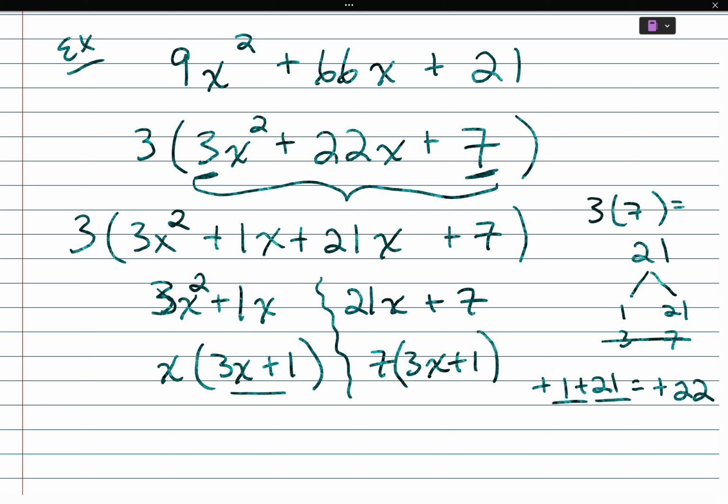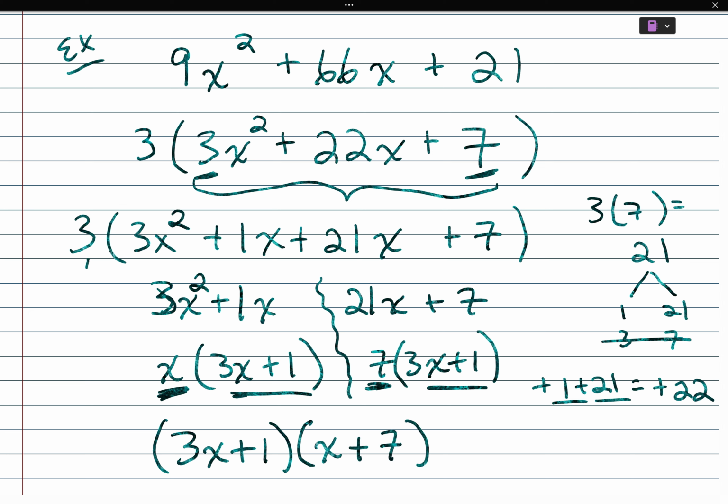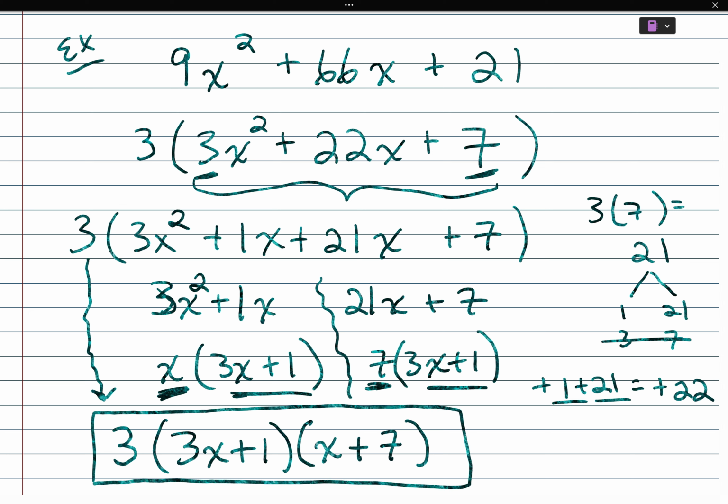So remember, if you see this repeating pattern, you know you're on the right track. So that is your GCF of the entire expression. It gets put into parentheses just once, and the things on the outside, the x and the 7, we move those into their own set of parentheses. And then don't forget to bring down that original GCF of 3, right? You can't just throw it away. It just follows you down in the problem. So our factorization is 3 times the quantity 3x plus 1 times the quantity x plus 7.